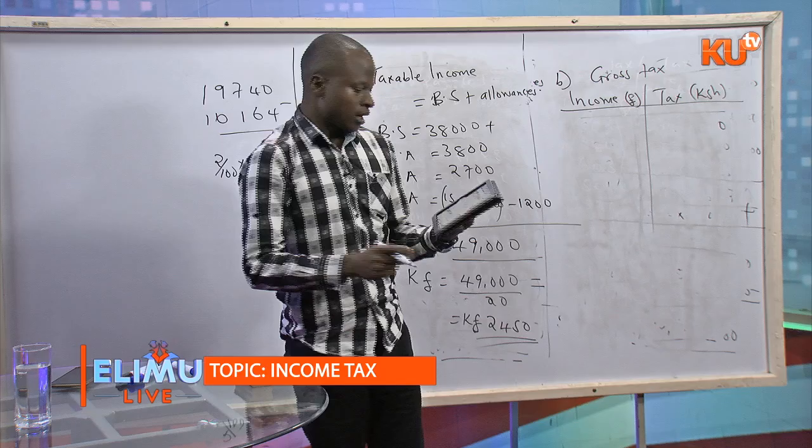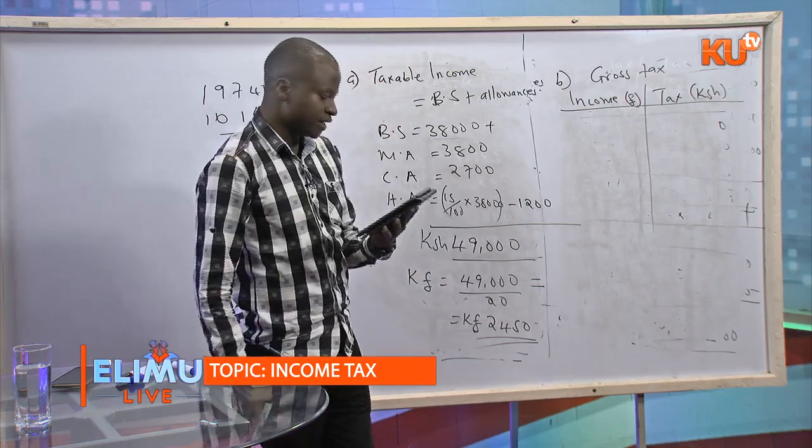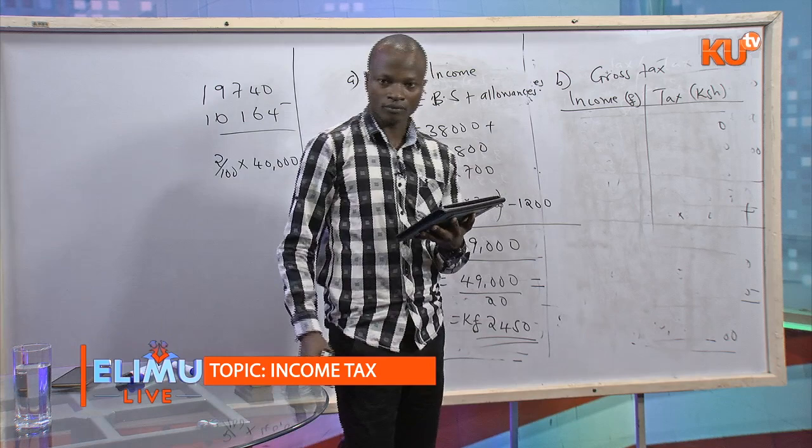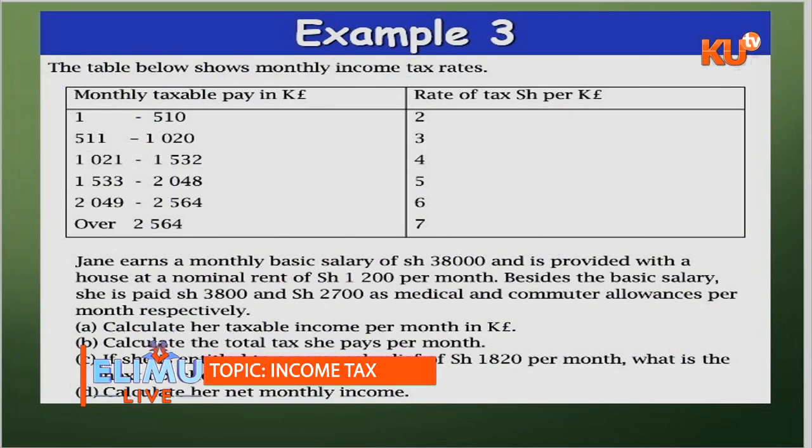Now, where is 2450? We need to locate it. 2450 is in which slab? The first slab goes up to 510. Next one 1020, 1532, 2048, 2564. So where is 2450? In which slab? The slab whose rate is what? 6. It is between 2049 and 2564. So we start taxing.